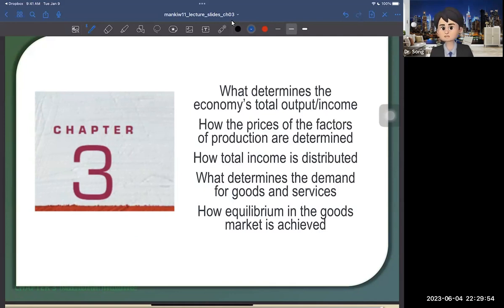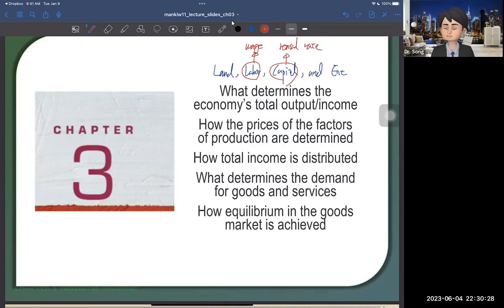Like I told you, we have 4 factors of production, or you can say resources, right? We have land, labor, capital, and entrepreneurship, right? But we're going to use labor and capital only to make it simple. So here, prices of the factors of production, such as labor and capital. As you know, the labor price we call the wage, and the price of capital is the rental rate. That is the same as the interest rate.